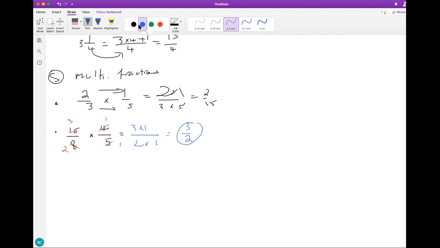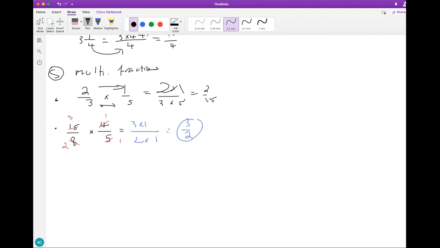Okay, so that's basically how the multiplication of fractions works. So multiply straight across and reduce first. Always reduce first, it's important. If you don't reduce now, you're going to end up with a large number and you still have to simplify it. So better to reduce first.